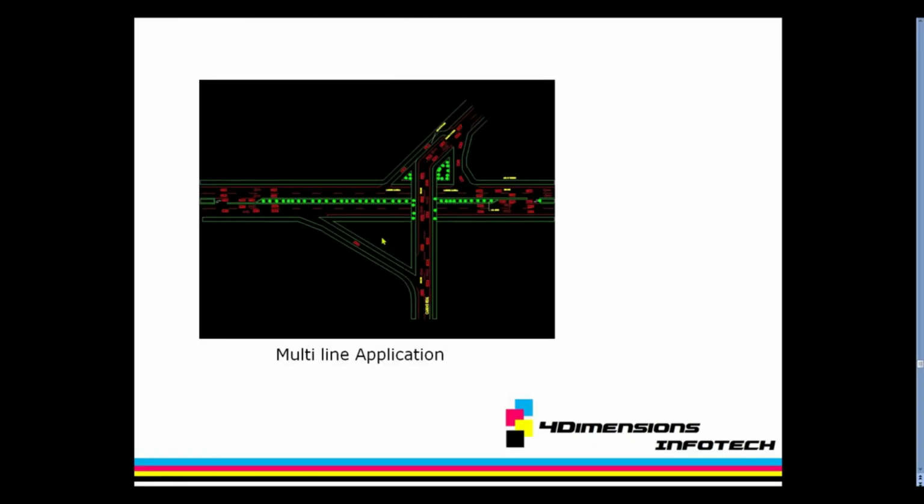Multiline is a command where you can draw two or more lines at a time, just like a polyline. By using multiline, you can draw road layout maps, or else you can draw the center line diagram. Let's learn this command.